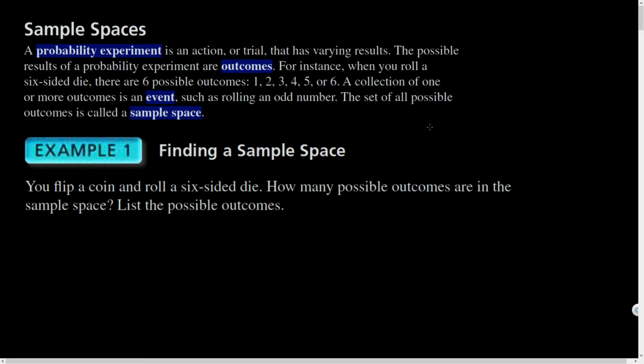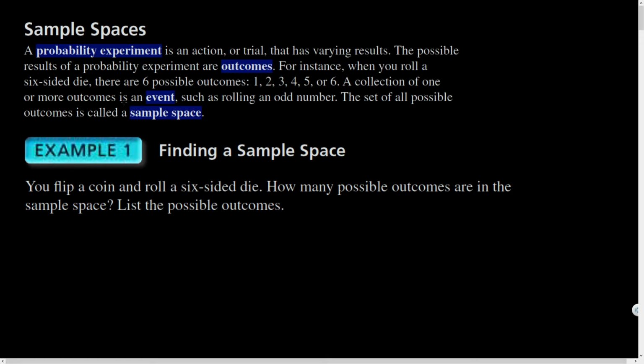Mr. Waddy here, Algebra 2.10.01, talking about sample spaces and probability today. A probability experiment is an action or trial that has varying possible outcomes. The possible results are called the outcomes, so all possible situations or scenarios that could arise are the outcomes. For rolling a six-sided die, there are 6 possible outcomes.